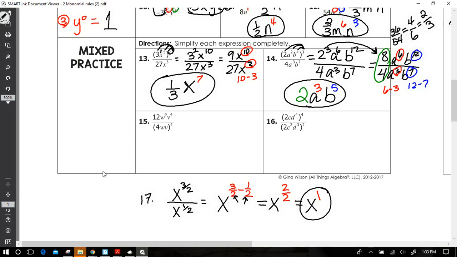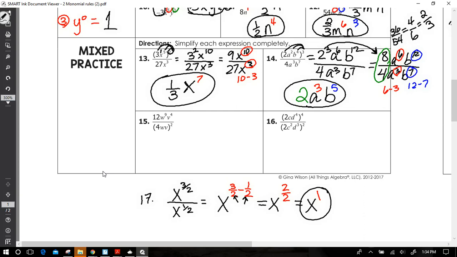Remember, 2 times 2 times 2 gives me 8. All right, and so I now have 8 over 4 circled in green, which gives me a 2. And then a to the 6 over a cubed, so I do 6 minus 3, and I get 3. And then for my b's, I had to do the 12 minus 7 for my exponents and get a 5.